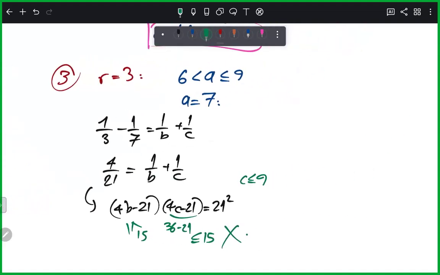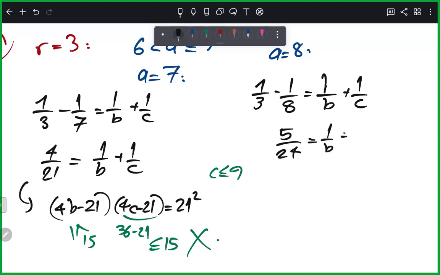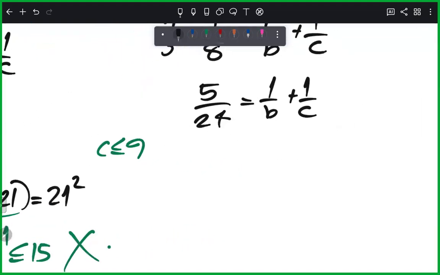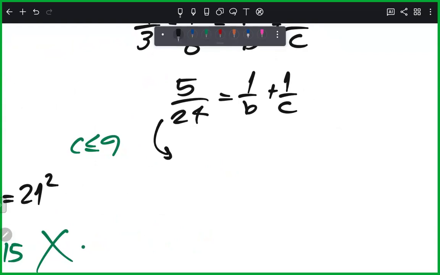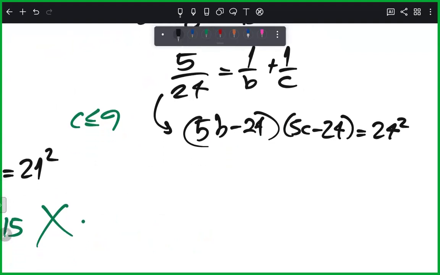So let's work the second subcase when a equals 8. Similarly, the equation becomes 1/3 minus 1 over 8 equals 1 over b plus 1 over c. And then this is 5 over 24 equals 1 over b plus 1 over c. And then again, Simon's favorite factoring trick step yields (5b minus 24)(5c minus 24) equals 24 squared.